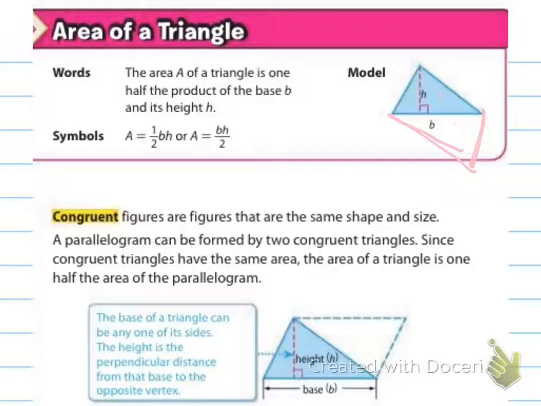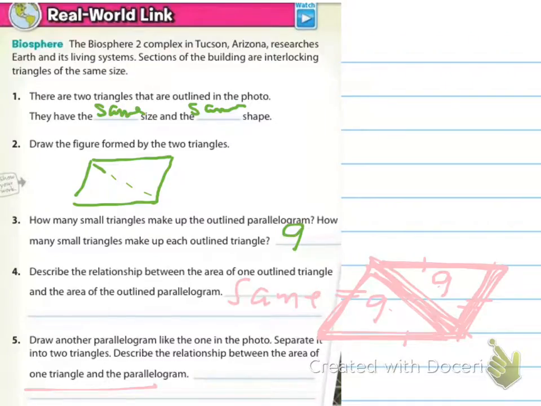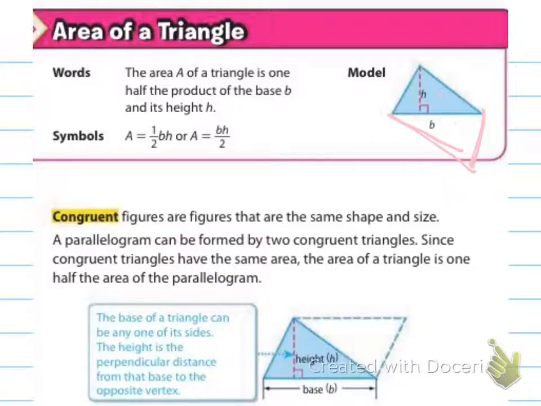Congruent figures are figures that are the same shape and size. A parallelogram can be formed by two congruent triangles. Since the congruent triangles have the same area, the area of the triangle is 1/2 of the area of the parallelogram. So just going back to the last question that we had, what is the relationship between the area of a triangle and the area of a parallelogram? Well, the triangle is 1/2 the area of the parallelogram.